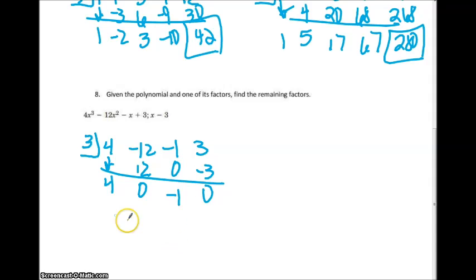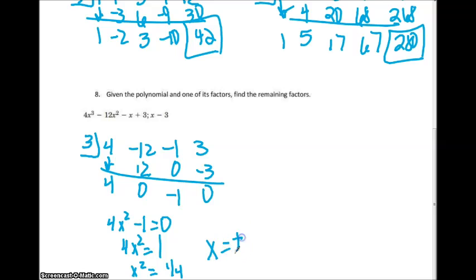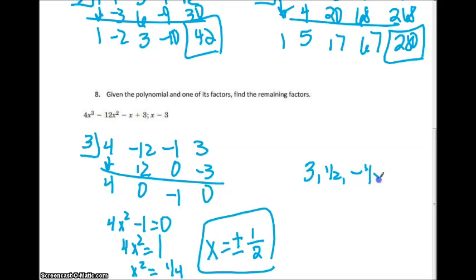So then this becomes 4x squared minus 1 equals 0. So 4x squared is equal to 1, which means that x squared is equal to 1/4. And so x is equal to plus or minus the square root of 1/4. The square root of 1 is 1. The square root of 4 is 2. So plus or minus 1/2 is your answer. So they want all of the factors. Your factors are going to be 3, 1/2, and negative 1/2.